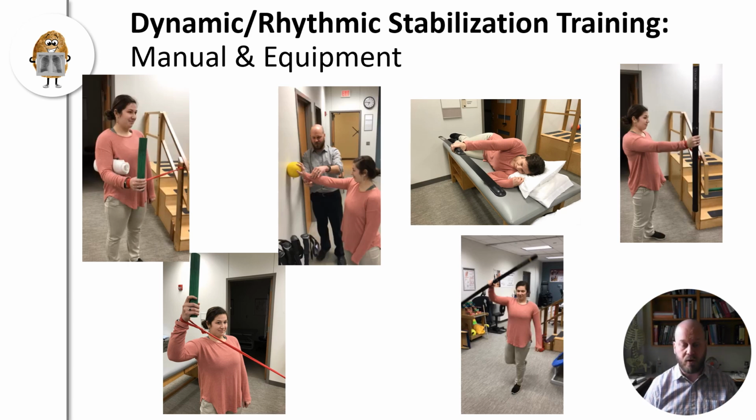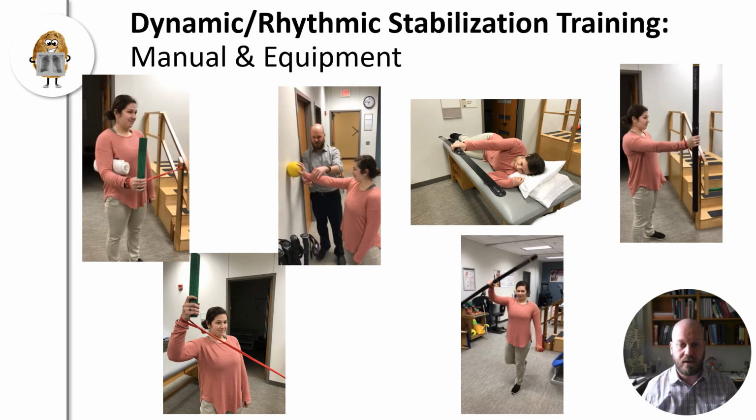This next image, just below to the right there, we call it the Statue of Liberty. So now we've progressed to moving the shoulder into a 90-90 position or more of an overhead position, working on dynamic glenohumeral stabilization, again with the band pulling into internal rotation, which biases the posterior cuff.